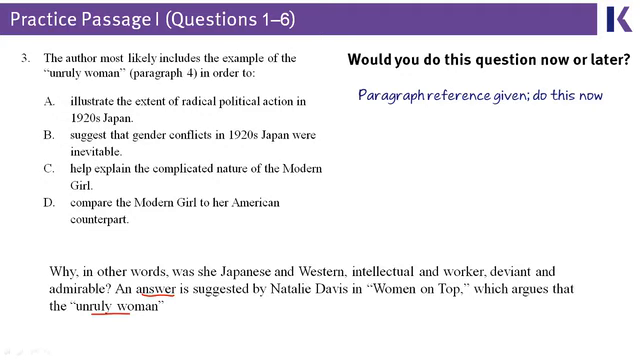Looking through our answer choices with the prediction in mind, to explain the complexities of the modern girl, we see that A isn't going to work for us.